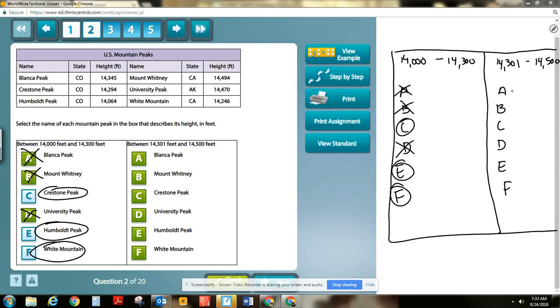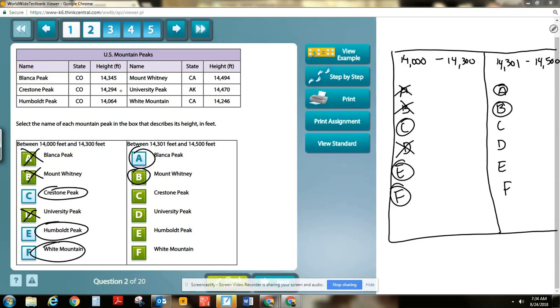All right. So this other column is mountain peaks between 14,301 and 14,500. So let's go through step by step. Here we go. Match it. Found my number. Is it in between? Yes. It's going to be A. Let's keep going. How about B? Mount Whitney. Here it is. Yeah, it's under 500. And it's more than 300. It's 400. So it's going to be B.